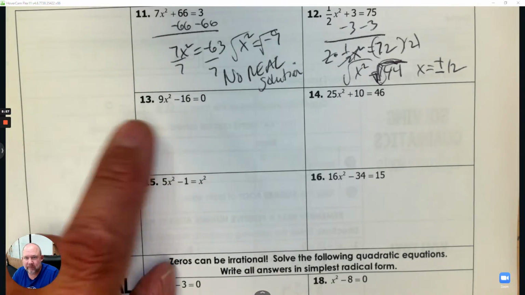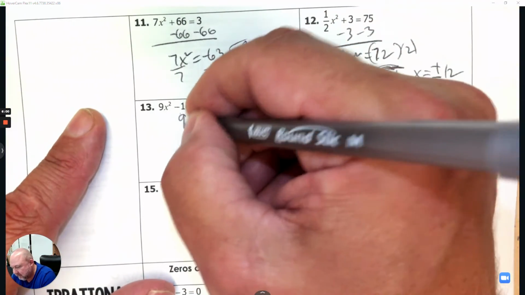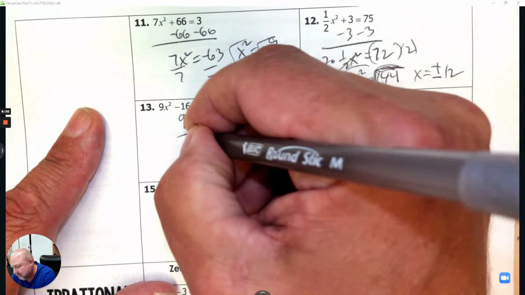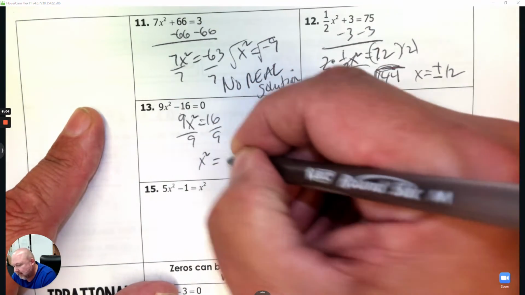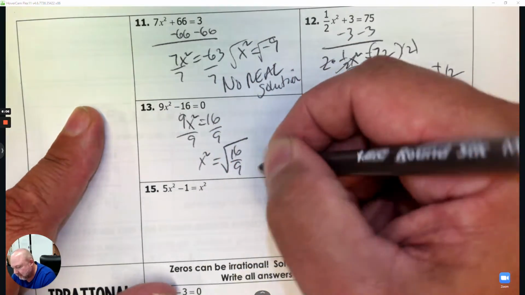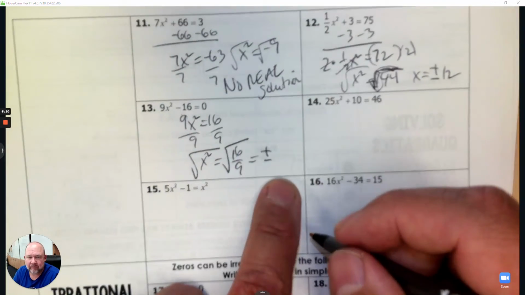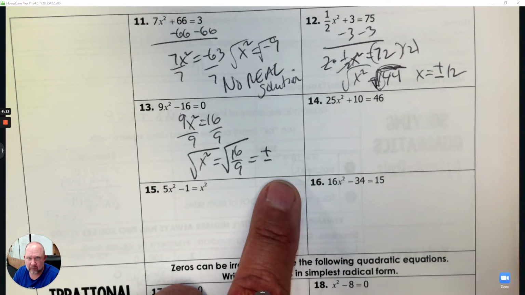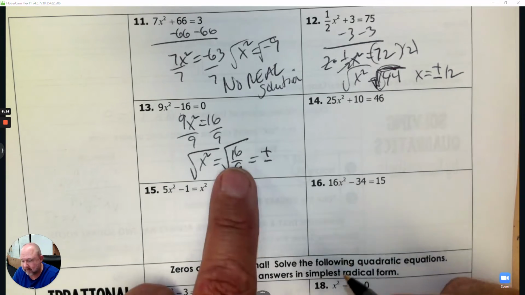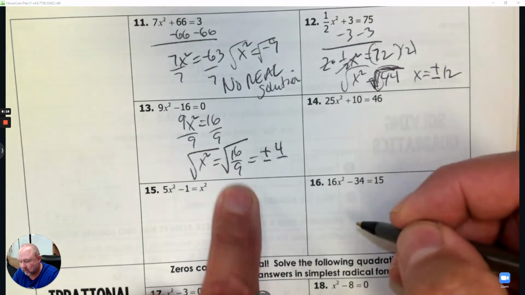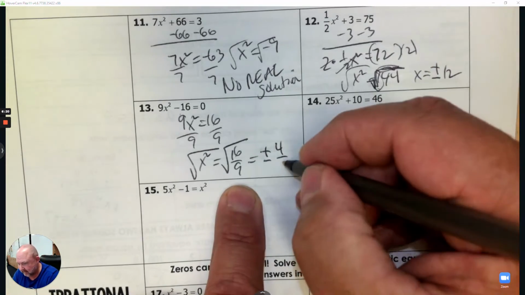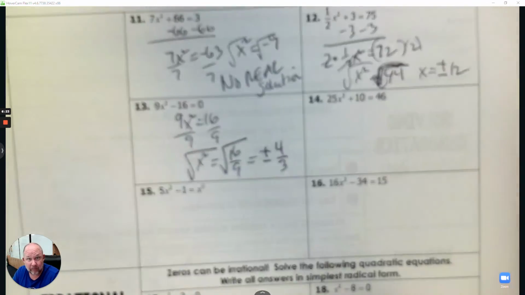All right, these are going to be some fractions. It's okay. Add 16 to the other side, divide by 9. When I square root a fraction, it could be positive or negative. You just have to square root the top and then square root the bottom separately. So what number times itself is 16? What number times itself is 9? And you did it. No big deal.